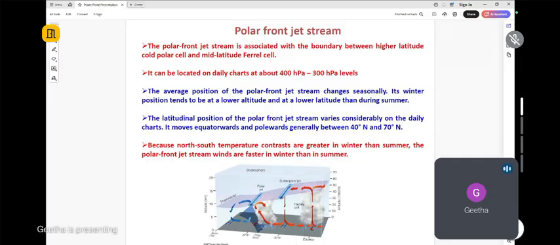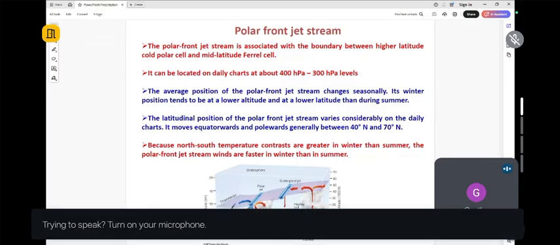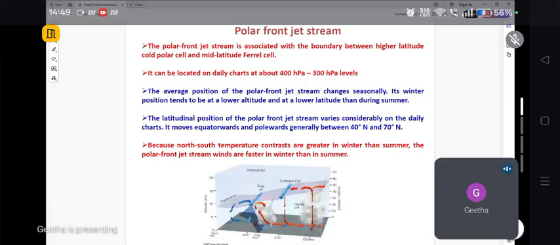Next is the polar jet stream. Like we saw how this subtropical jet is forming between the Hadley cell and the Ferrel cell, here again, between the polar cell and the subtropical jet stream, there is another jet stream known as the polar jet. This is associated with the boundary between the high latitude cold polar cell and the mid latitude Ferrel cell.